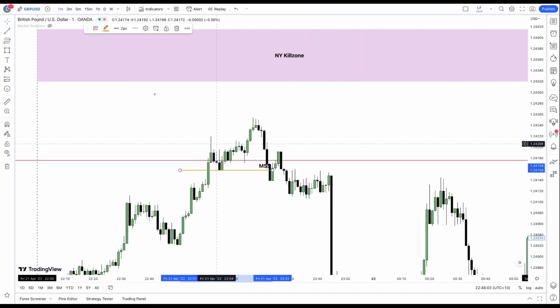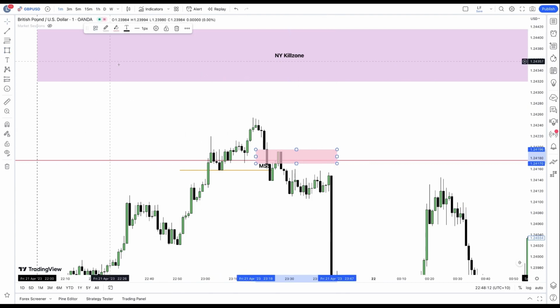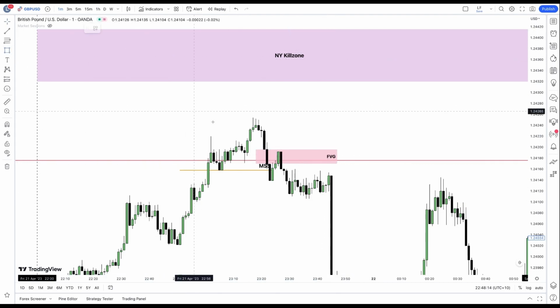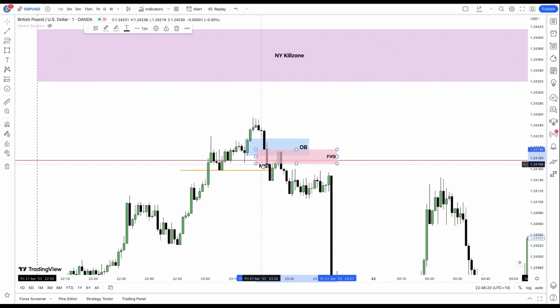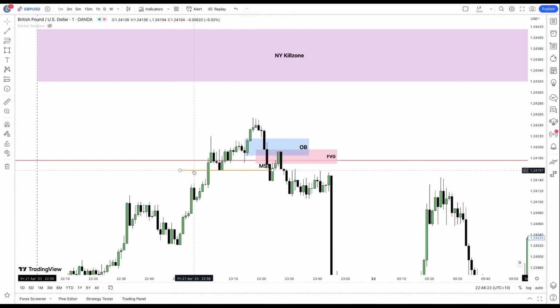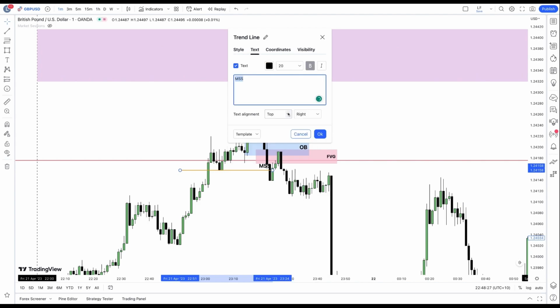What do we have as well? We have your fair value gap, right? And we also have a nice bearish order block. So let's just put this here to make it just a little bit neater.